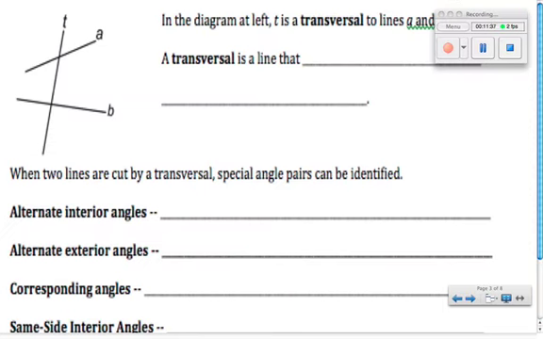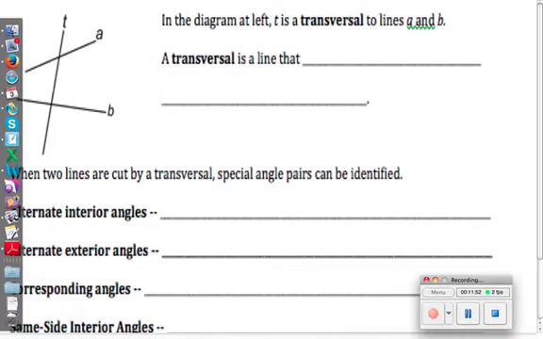Okay, the next item that we're talking about in today's lesson has to do with angles that are formed when I draw a transversal through 2 lines. Well, let's make sure that we're clear on the vocabulary. Looking at this diagram, lines A and B are my lines, and I say that line T is my transversal. The transversal, then, is a line that's doing what? What do you think?